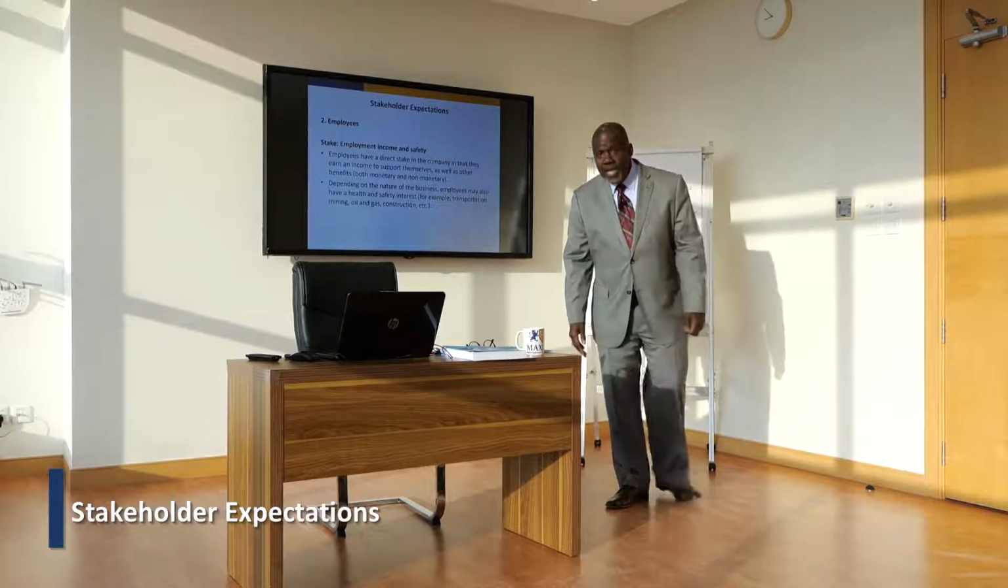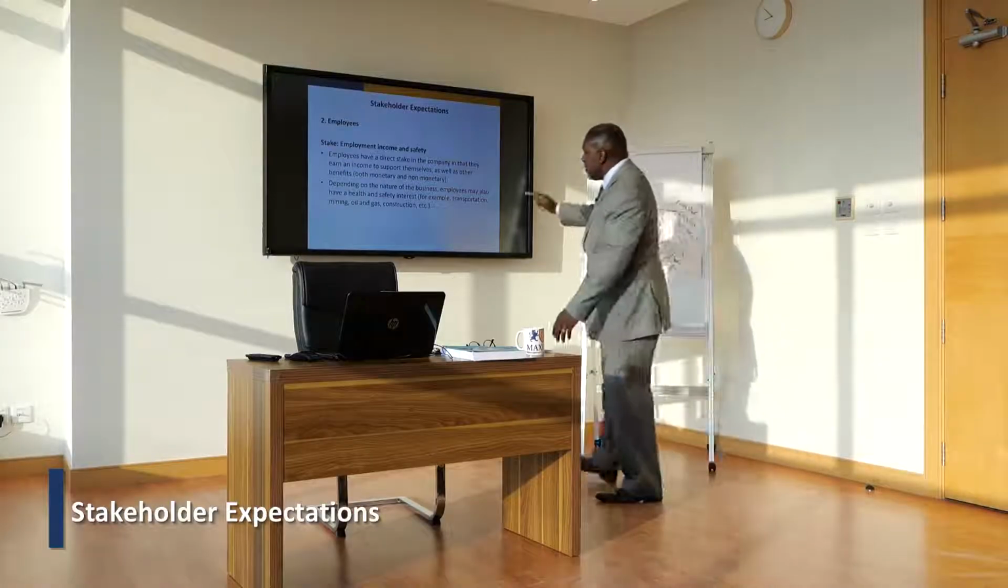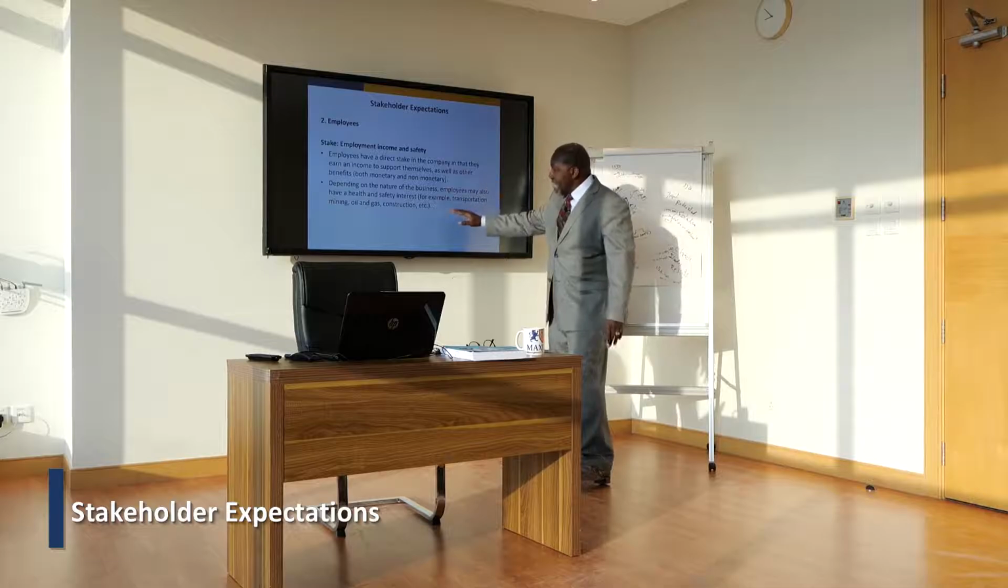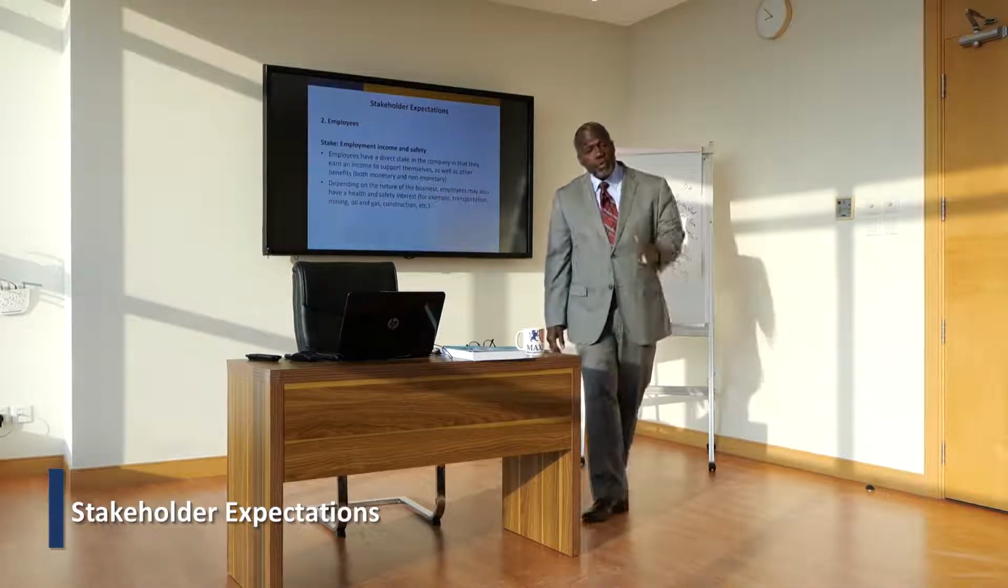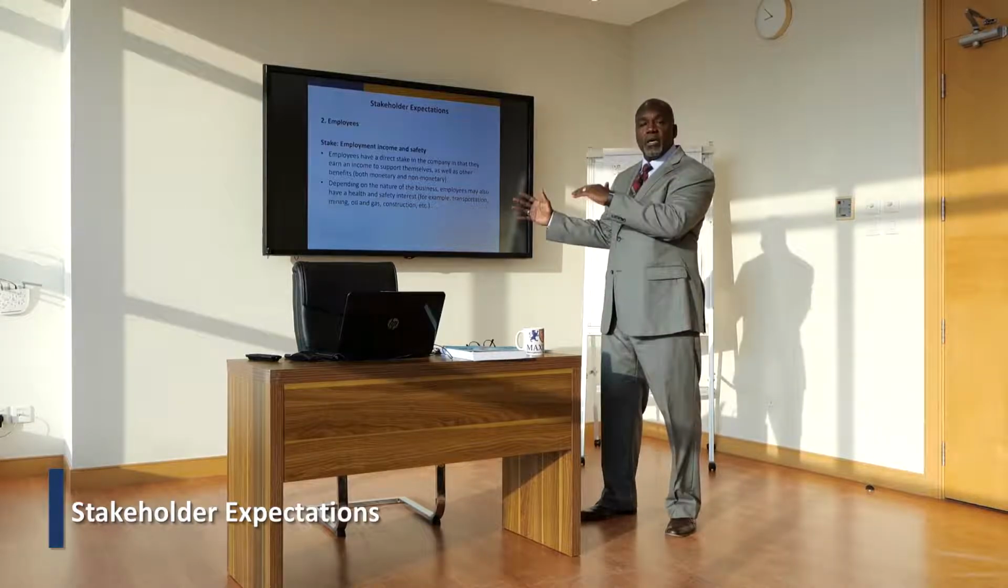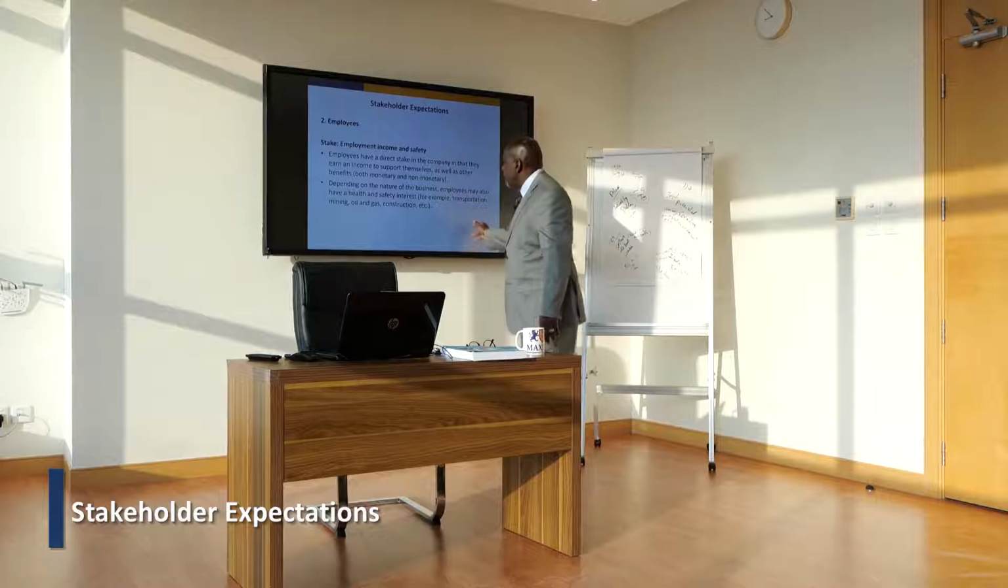Number two, employees. What's the employee's stake? Well, the employees are worried about their employment, their income, and their safety, right? Employees have a direct stake in what the company does. They depend on the nature of the business. Employees may also have health and safety interests, for example, in transportation, mining, oil and gas, and construction. So employees are directly impacted by what the organization does, and so they have a huge stake.